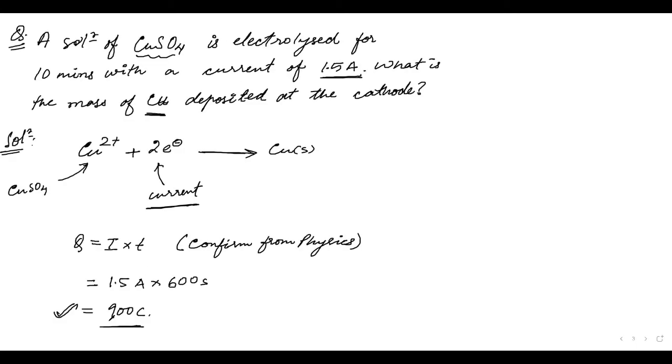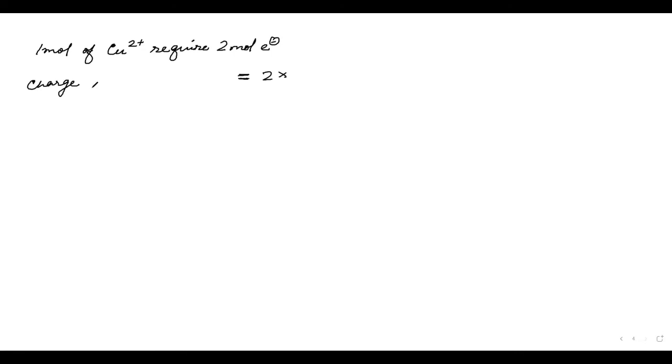For example, I can say one mole of Cu2+ requires 2 moles of electrons. Fine. So tell me, what is the charge that is required? Because we know the limiting reagent that we have is in terms of charge, that is Q. So electron is good, but what is the charge required to deposit 1 mole of Cu solid? That means 2 into, what is the mole? Mole is 6.022 into 10 to the power 23.